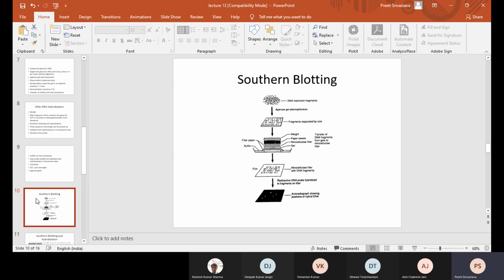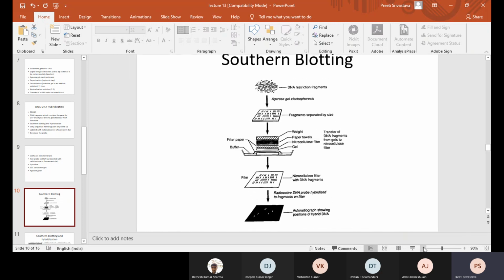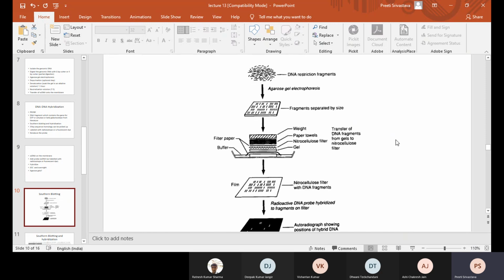Okay, so now let's see how exactly it is done. Then you will understand why single-stranded DNA. I will make it big. So see from the top. They have done restriction digestion, so what you are seeing is DNA restriction fragments, right? You do agarose gel electrophoresis and then fragments are separated by size. They have shown small clear bands, but in reality you will actually observe a smear. I will show you the real example in a second.